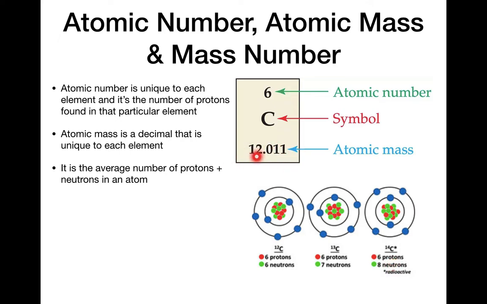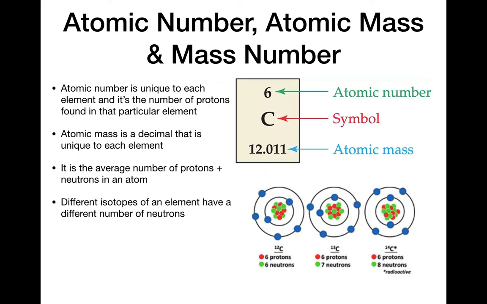Now it's really close to 12 because carbon 12, with 6 protons and 6 neutrons, is the most common isotope. These isotopes are less common, so that's why it's not like if you just took these 3, added them up and divided by 3, you'd get 13. But it's 12.011 because carbon 12 is much, much more common than carbon 13 and carbon 14.